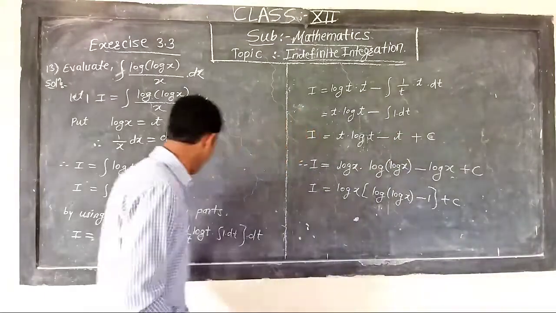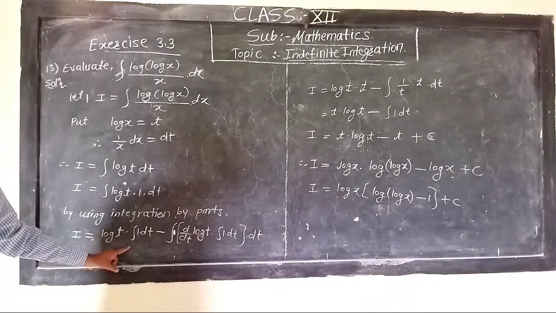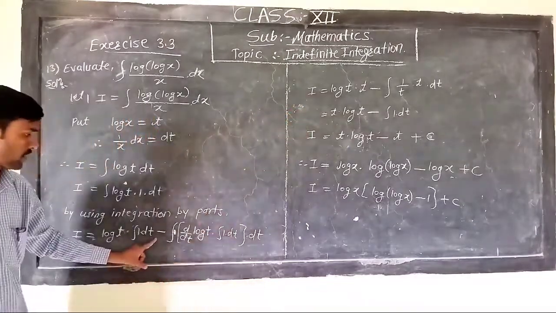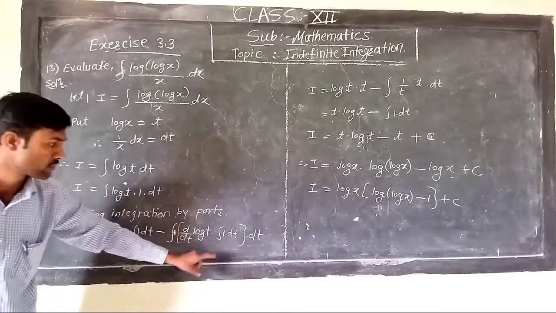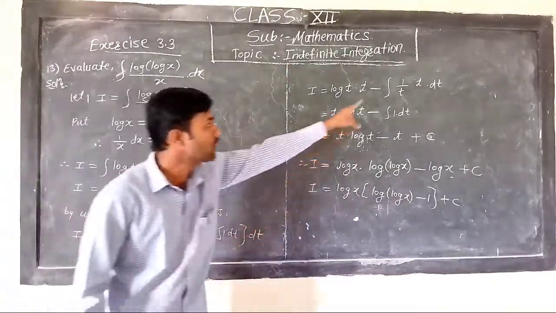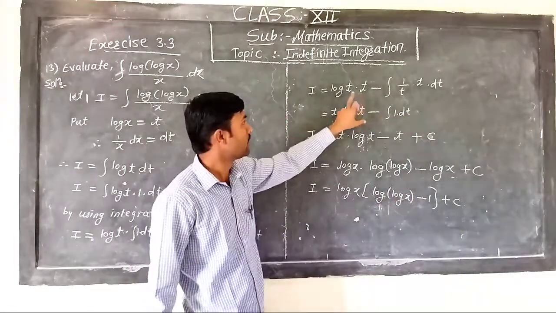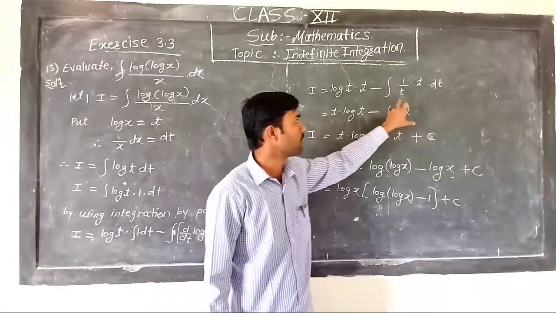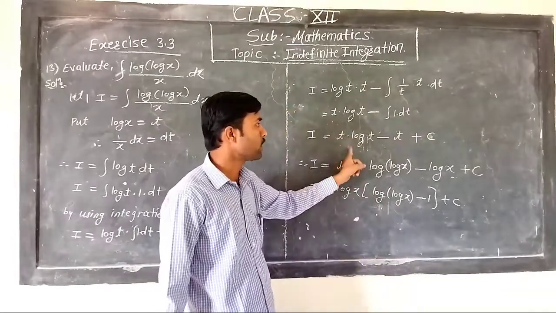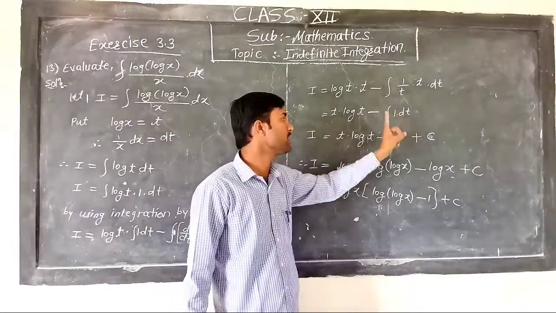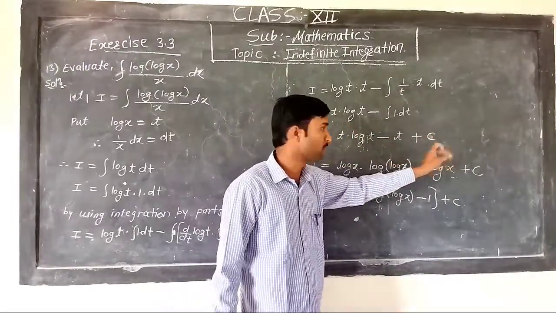Now after solving this term, log t remains as it is into integration of 1 dt, which is t, minus this integration remains as it is, derivative of log t, which is 1 upon t, into integration of 1 dt, which is t, into this dt remains as it is. Now friends, this t into log t remains as it is, minus t gets cancelled, so the remaining term is integration of 1 dt. So t into log t minus integration of 1 dt is t, and as our integrations are completed here, here is the integration constant plus c.